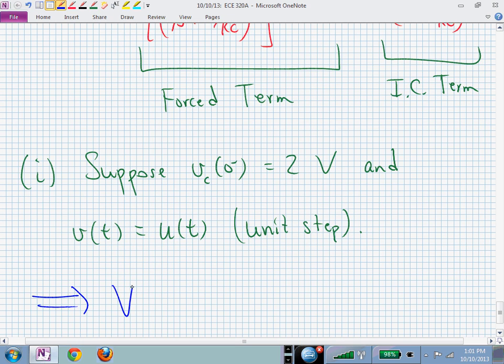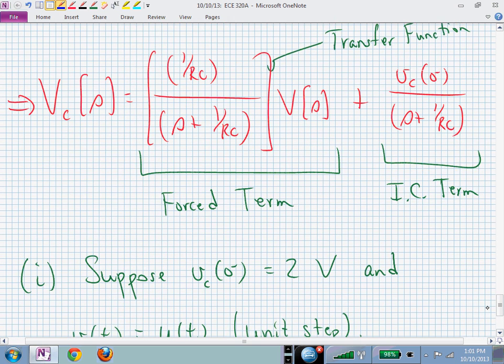What would you do then if you now need to find capital V of S? That's one of the first pieces that you have to produce in order to work the rest of this problem. What's the Laplace transform of a unit step?